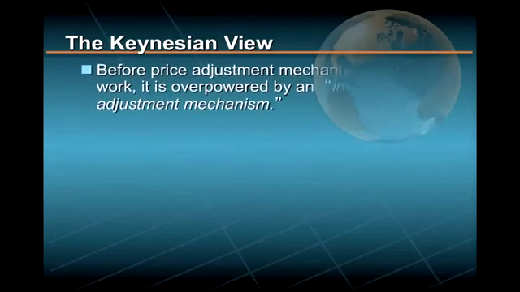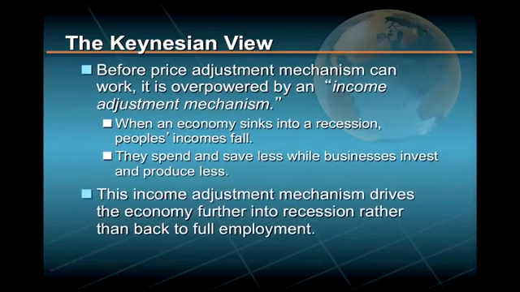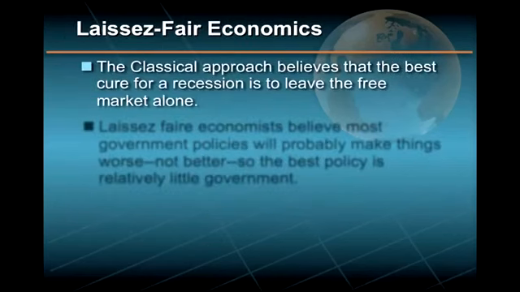In contrast, the Keynesian school argued that before the price adjustment mechanism had time to work, it would be overpowered by a more deadly income adjustment mechanism. To the Keynesians, when an economy sinks into a recession, people's incomes fall. This fall in income causes them to both spend less and save less, while businesses respond by investing and producing less. This reduction in consumption, savings, investment, and output in turn drives the economy deeper into recession rather than back to full employment. You can see now why this debate is so important.